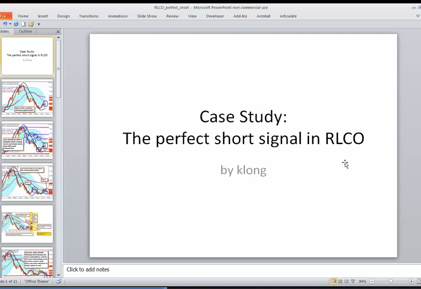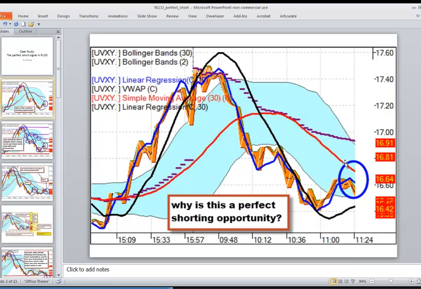Okay, so the first thing I want to cover is what I started calling the perfect short signal in the regression line crossover, and then it turned out actually to be a pretty good trade on the short side. But I wanted to illustrate why I thought it was a good signal, not that it predicts the trade, but it just suggests that if it follows through in a normal way, it could be a very nice trade. That's what worked out. Okay, so this is chart number 1 in the series.